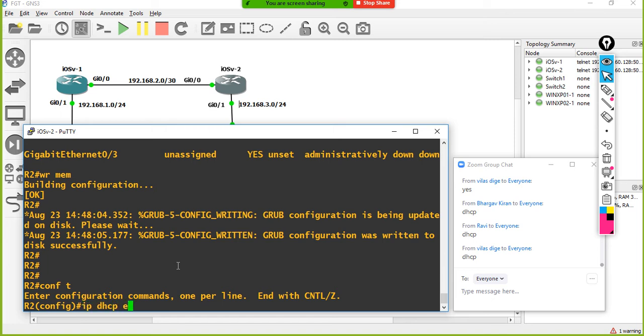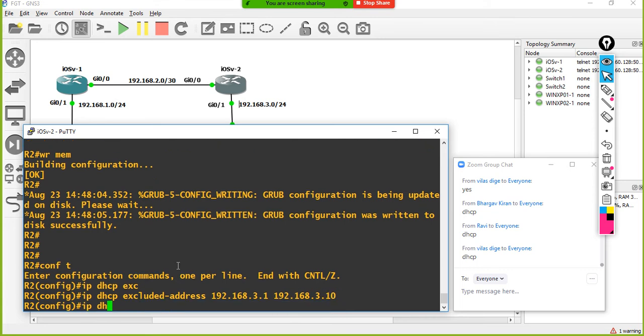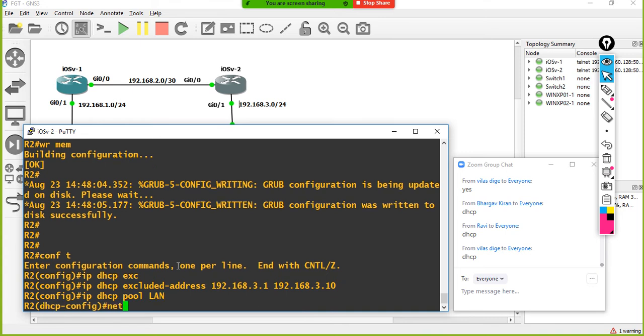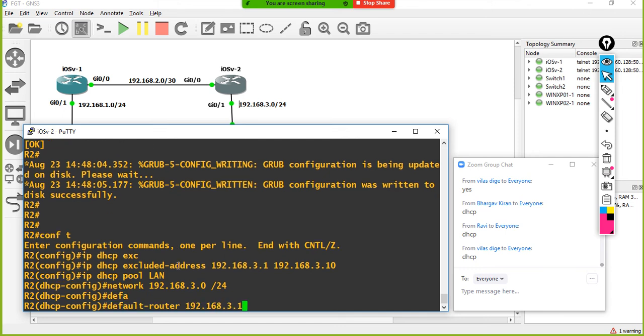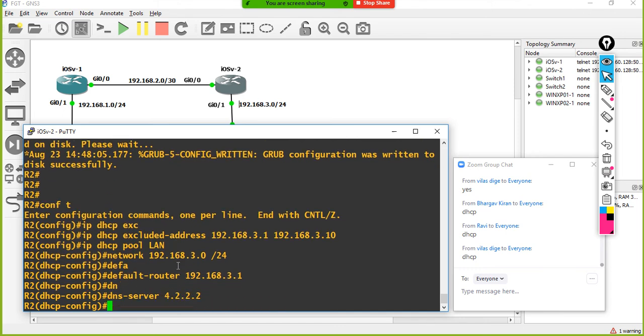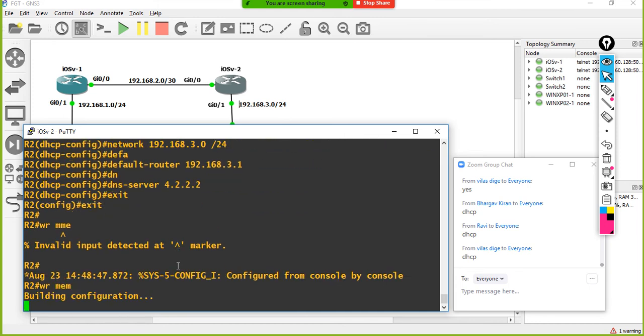IP DHCP excluded address 192.168.3.1, oh sorry, 192.168.3.10. IP DHCP pool, then LAN. Network 192.168.3.0/24. Default router 192.168.3.1, DNS 4.2. There you go. Guys, everybody is clear? The configuration is fine.